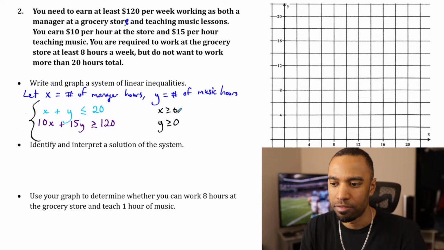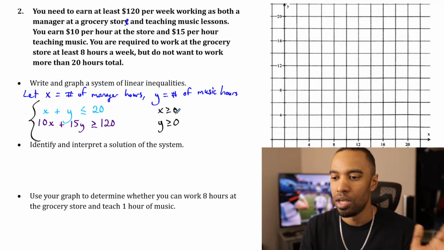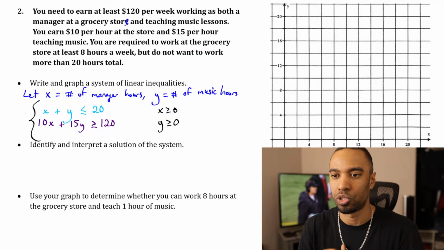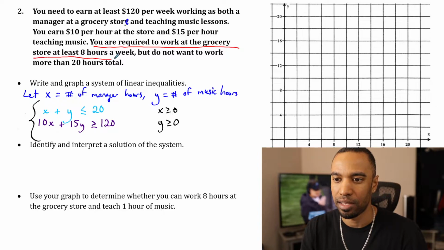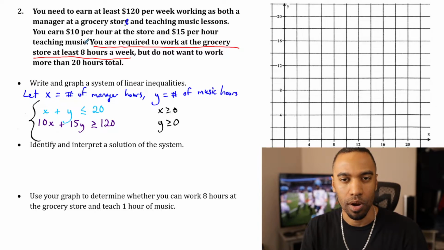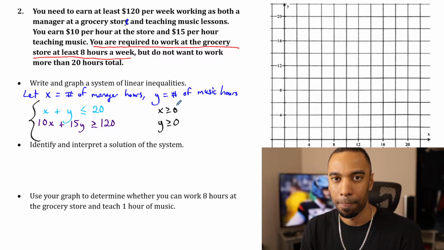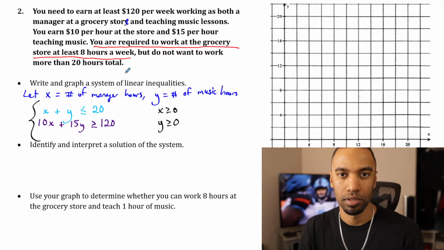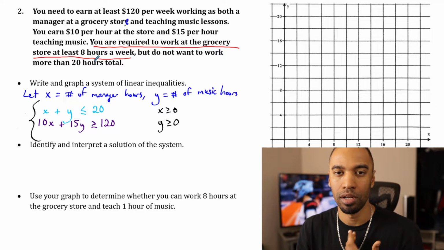They do. However, what I also want to talk about is the fact that you can't have negative hours worked, and maybe you can work 0 hours at one or the other, but you can't for the grocery store. There is one little caveat here that says you are required to work at the grocery store at least 8 hours a week. Now here, we don't actually have an inequality for this yet. And maybe I can take one of these implied inequalities and use that. If X is the number of manager hours, can X possibly equal 2? Well, no, because we got to work at least 8. X has to be 8 or larger.